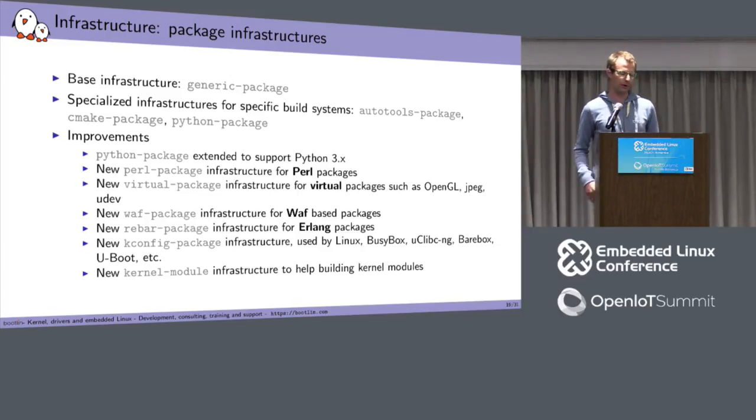We've got a kernel module infrastructure to help build packages that build kernel modules. It does very little, but that was repeated in many packages, so we factorized that. And we're adding more. I think on the radar we have a Go, Golang package infrastructure, a Meson package infrastructure, and probably a bunch of others that may be coming in the future.